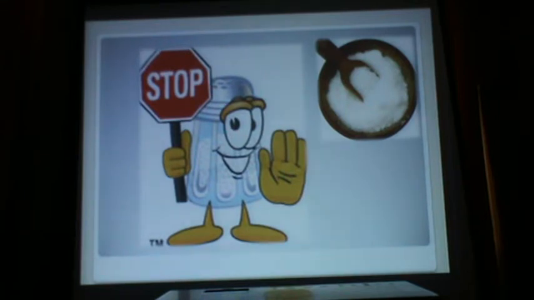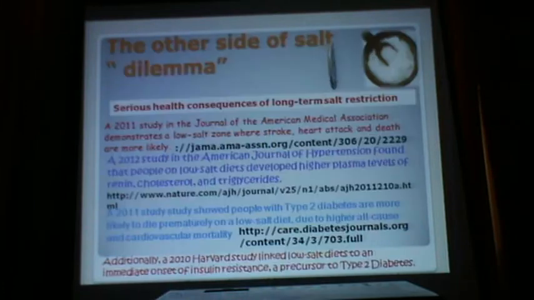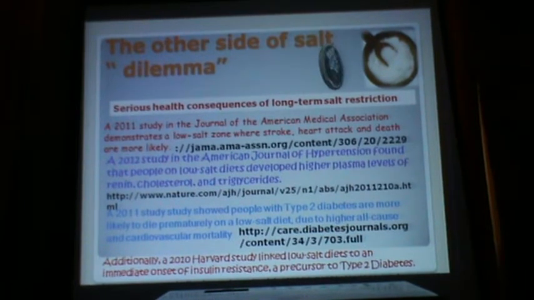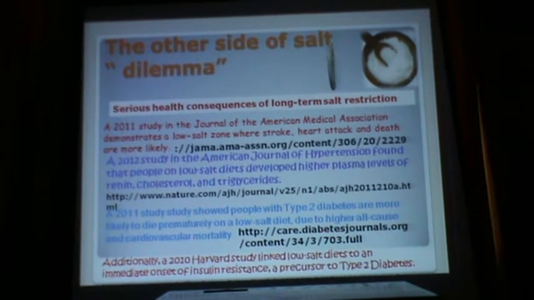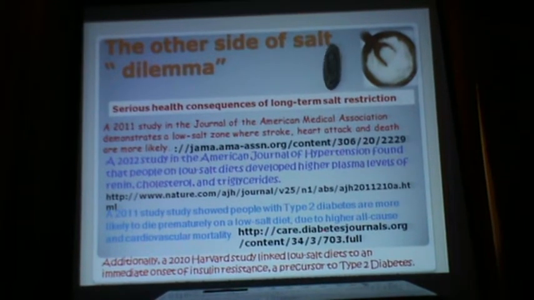Low salt intake is associated with more problems and more mortality. This is what is called the other side of the salt dilemma: serious health consequences of long-term salt restriction. Take care, this is not about excessive salt intake. This is about salt restriction. Most of these findings are misinterpreted.